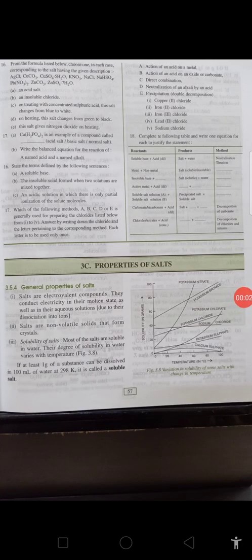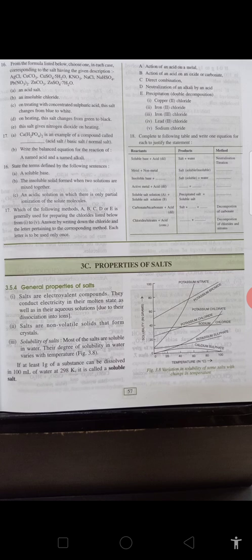Welcome children of class 10, and today we are into the last part of the chapter Acids, Bases and Salts in chemistry, and this is the last portion of salts where we are studying about the properties of salt.